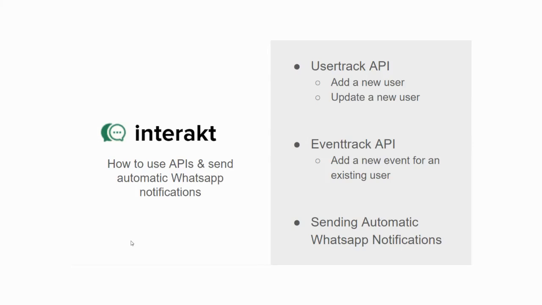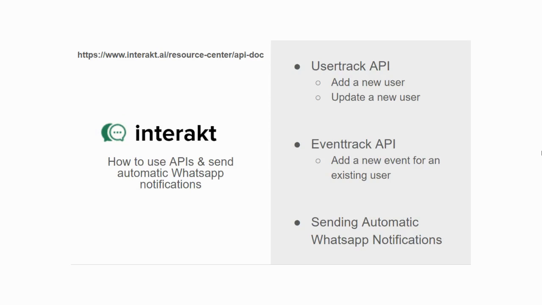Hi, I'm Sandhya. In this video, we will see how you can test Interact's APIs via Postman, and we'll also see how you can then set up an automatic WhatsApp notification for your users. You can find our API documentation at Interact.ai's Resource Center.